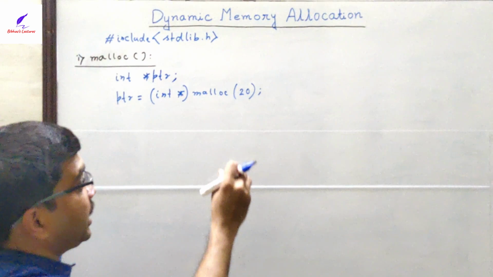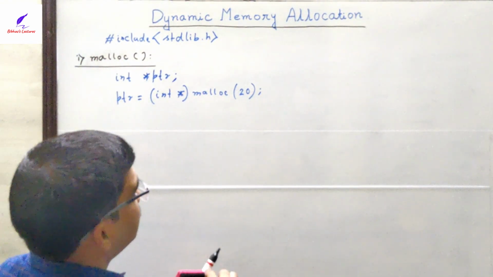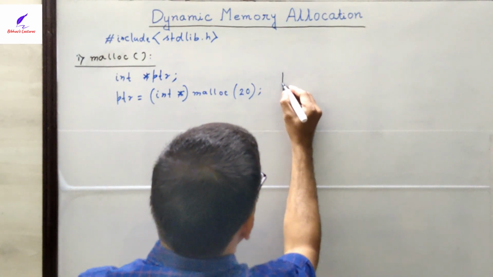Now after allocating this 20 bytes of memory, suppose the memory allocation is done like that. So this is the memory map I am drawing.